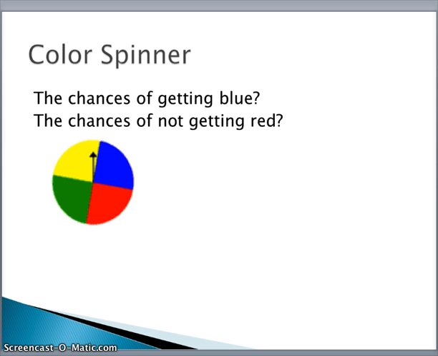The chances for each color is the same because they are all the same size. So getting blue is 1 out of 4. Getting yellow is 1 out of 4. Getting green is 1 out of 4. And getting red is 1 out of 4.